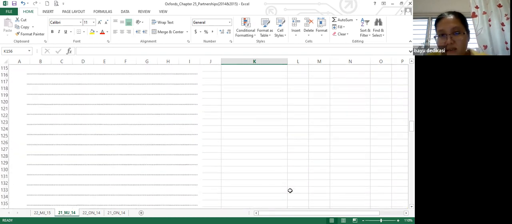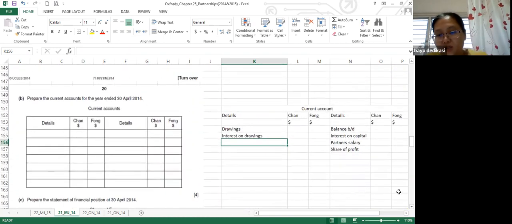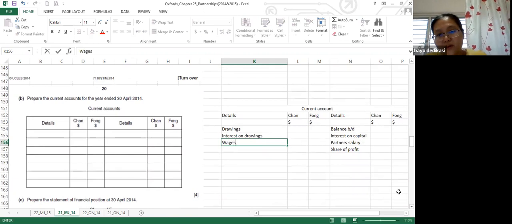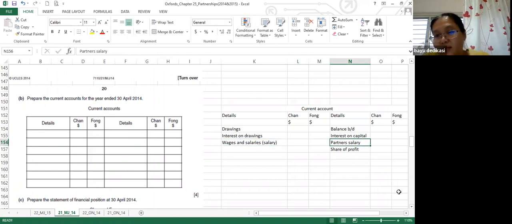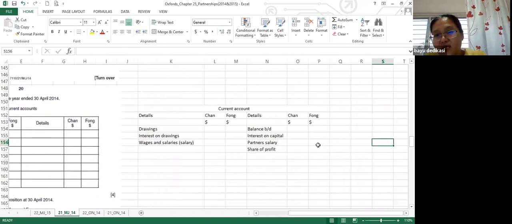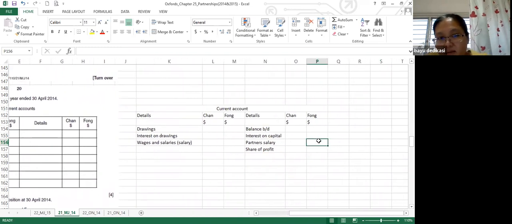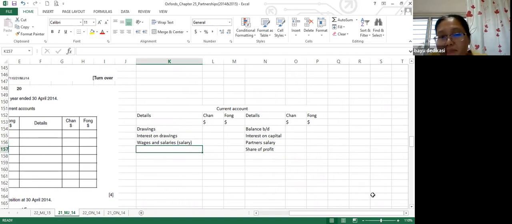So in this case, in this account, you have wages and salary, which is the adjustment made. So this one basically is the full salary. This is the salary adjusted. Okay, so this one is only half. So in here you put 10,000, but in here you put 5,000. So the difference is the balance carried down.